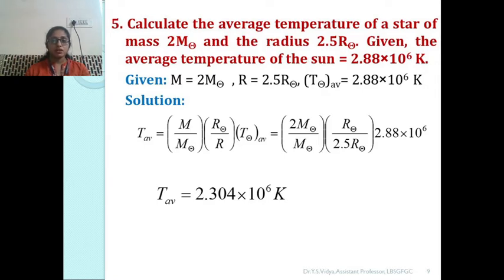So, the solution is given by T average equals m by m of sun, R of sun divided by R, into T of sun, that is the average temperature of the sun. By substituting these values we get T average equal to 2.304 × 10^6 Kelvin.